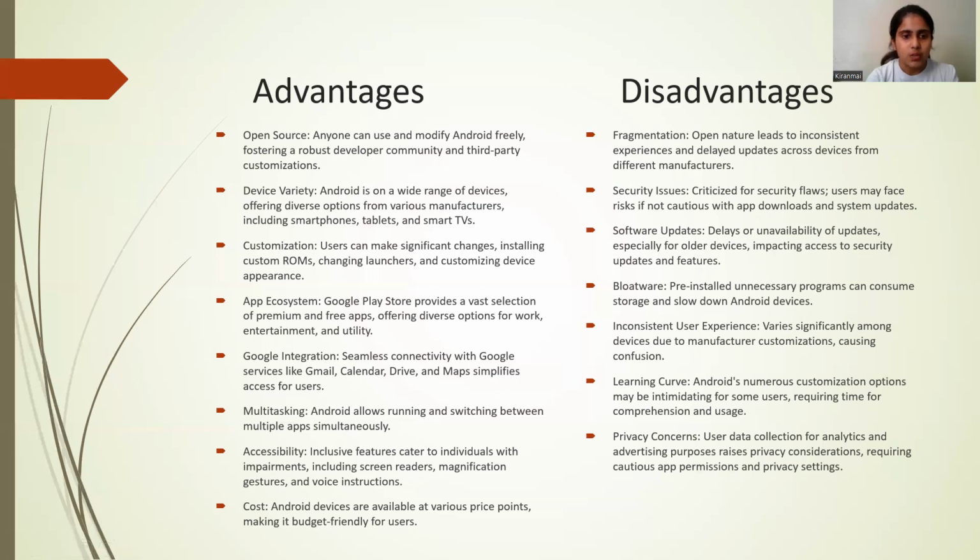And it's a multitasking system: Android allows running and switching between multiple apps simultaneously. And it has greater accessibility, with inclusive features that cater to individuals with impairments, including screen readers, magnification, gestures, and voice instructions. And coming to cost, the main advantage is that Android devices are available at various price points, making it budget friendly for users.